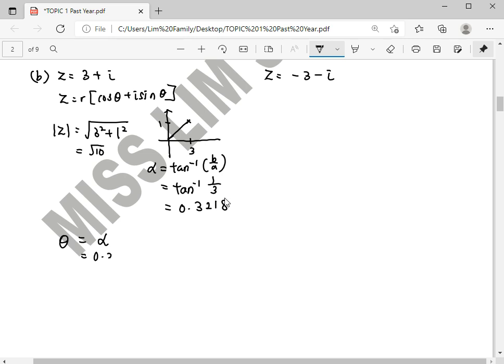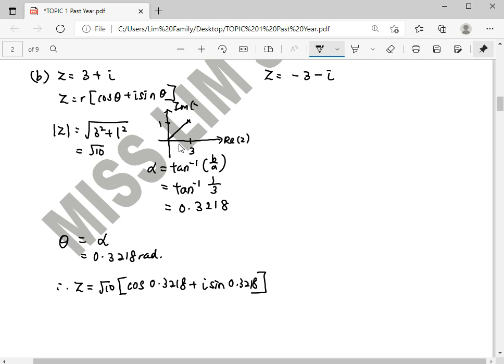So theta is 0.3218 radian. So finally, we have our polar form where this complex number 3 plus i has modulus square root of 10, then cos 0.3218 plus i sine 0.3218. Okay, so this is how we change to the polar form. Follow step by step. You must have your Argand diagram, real part, imaginary part. Find your basic angle. Only then find the angle, theta, the argument.